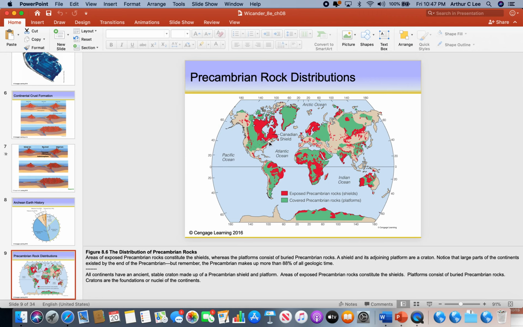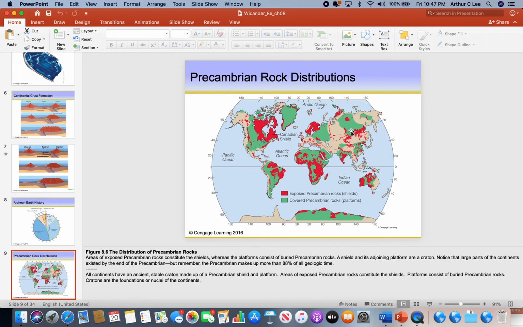Shields, like this one here in North America called the Canadian Shield, are places where Precambrian rocks are exposed at the surface of the Earth. Another way of saying it is, in all those places on that map where you have red, you have rocks that are older than 542 million years old. That's what Precambrian means, exposed at the surface of the Earth.